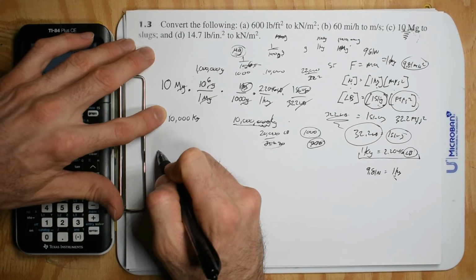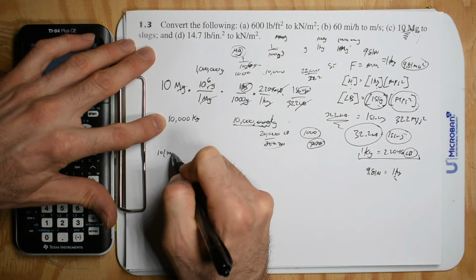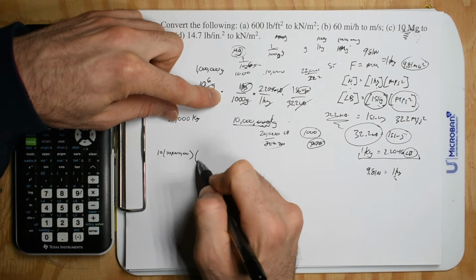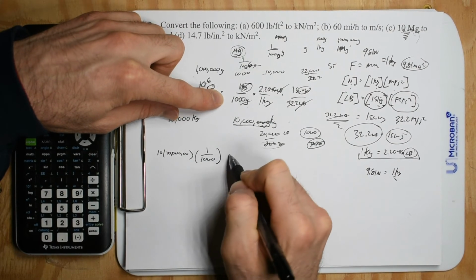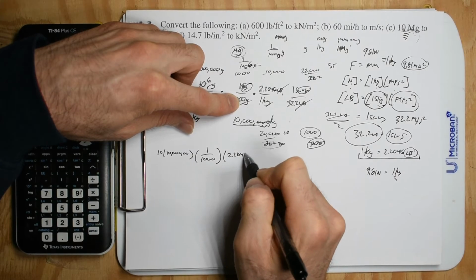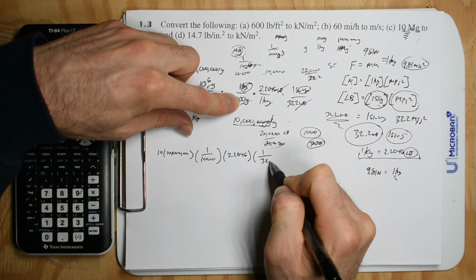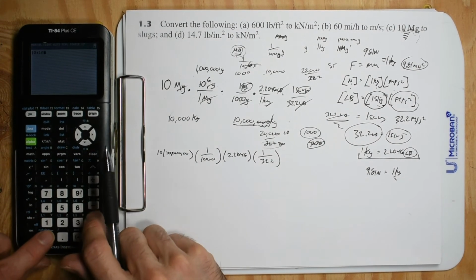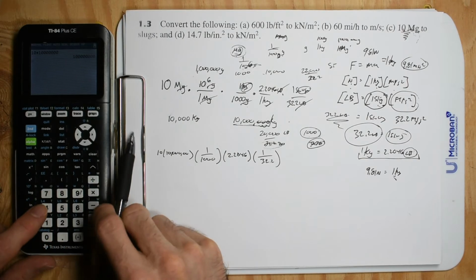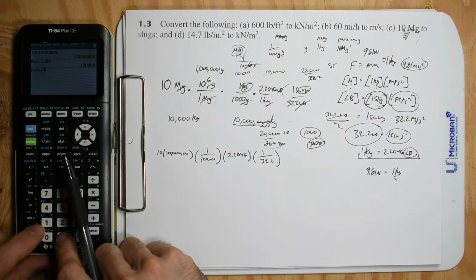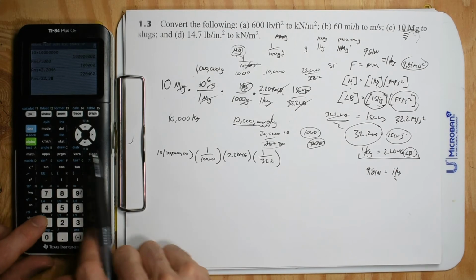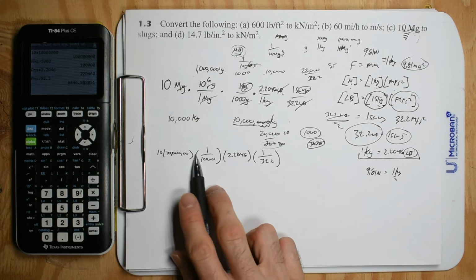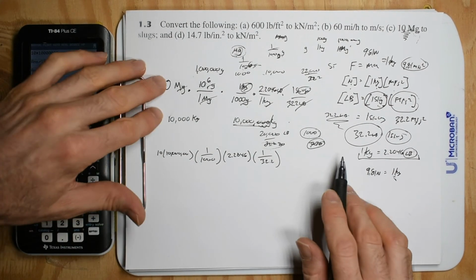So we're gonna go 10 times 10 million divide by 1,000 times 2.2046 divide by 32.2. So this is kind of what we're doing. Let's do it. 10 times 10, 1, 2, 3, 1, 2, 3. Divide by 1,000 times 2.2046 divided by 32.2. Whoa. Somewhere I was off on my guess.